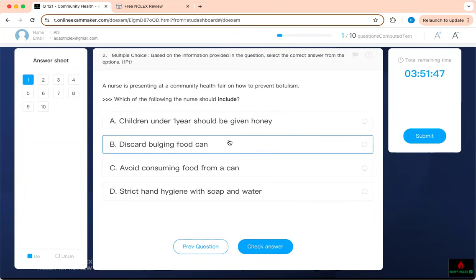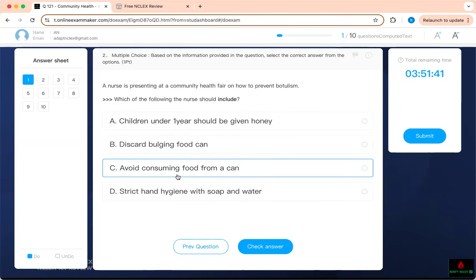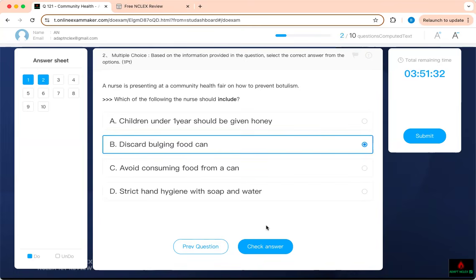Children under 1 year should never be given honey, right? Discarding a bulging food can is a very good preventive measure. Avoid consuming food from a can? You can eat food from a can so far as it's not old and it's not bulging. Strict hand hygiene with soap and water will not prevent it. So this one.